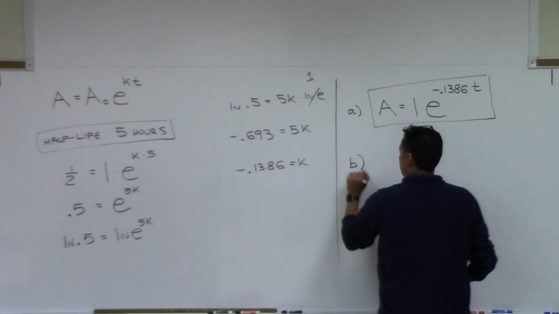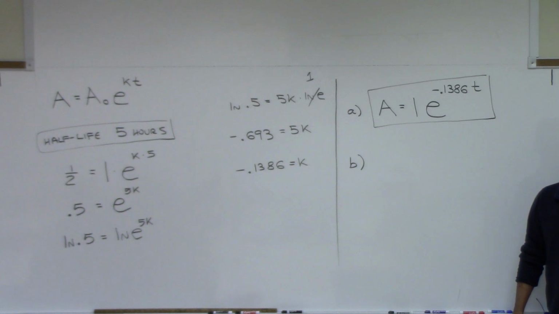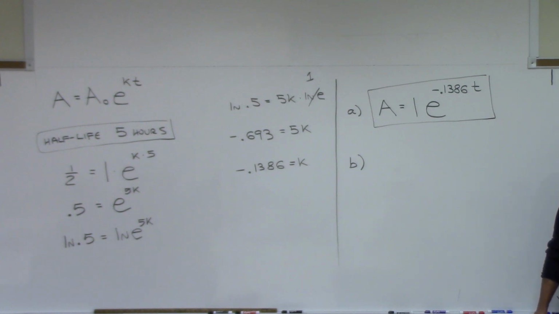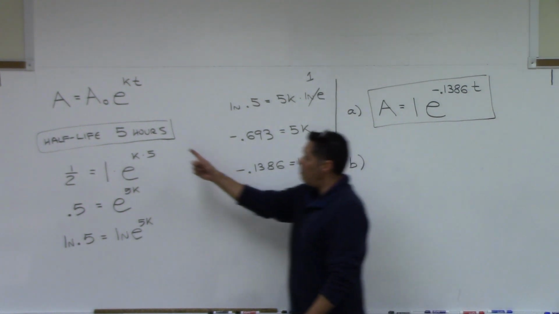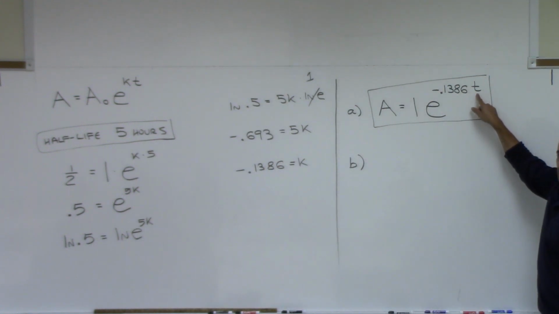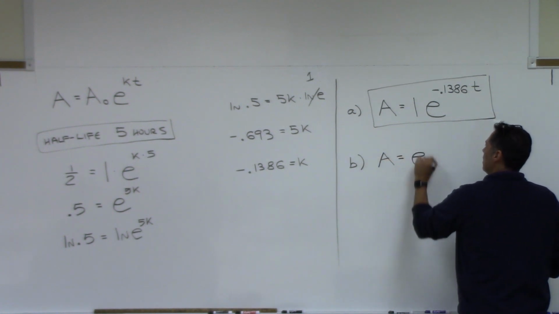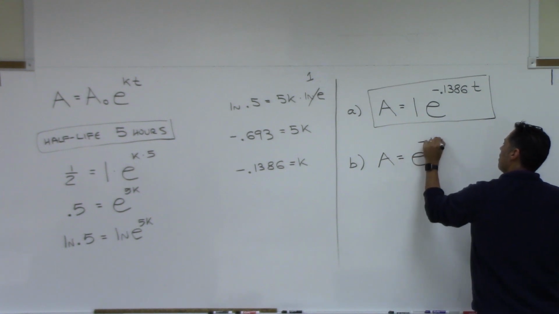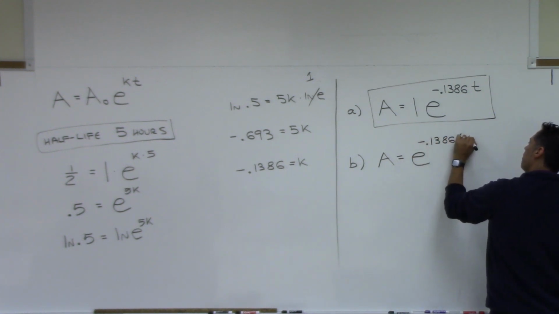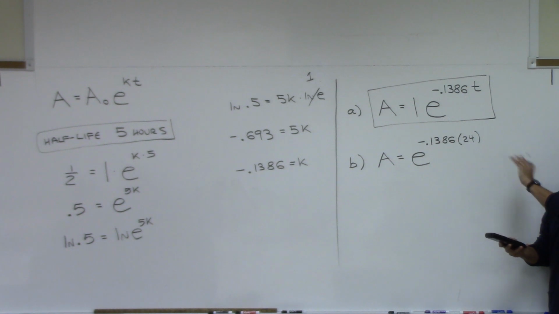Part B says, how much alcohol is present after 24 hours? So I'm giving you the time, 24 hours, and the half-life was measured in hours as well, right? So all I'm going to do is take this formula and replace the time with 24 and then use my calculator. So the amount present will be e to the negative 0.1386, put a 24 next to that, multiply. You could probably type all of this into your calculator at one time. See, we don't need natural log here, right? There's no natural log button used for this part B.